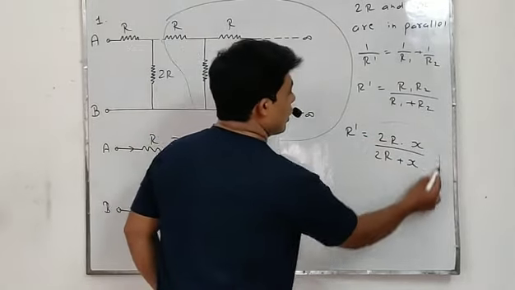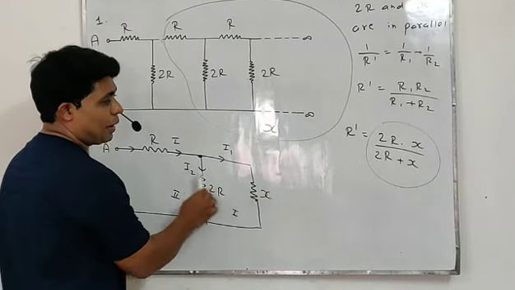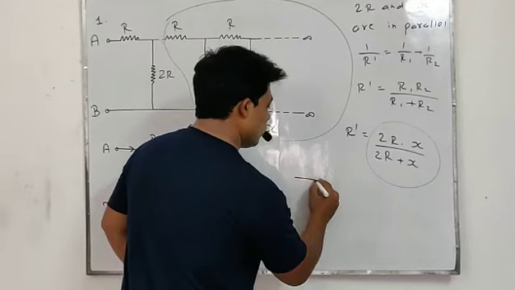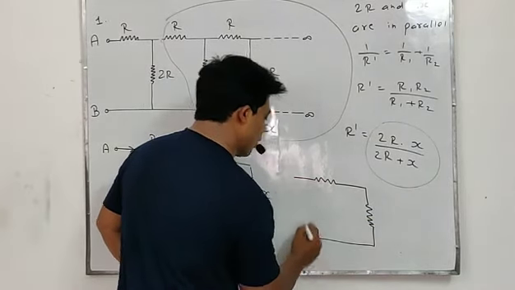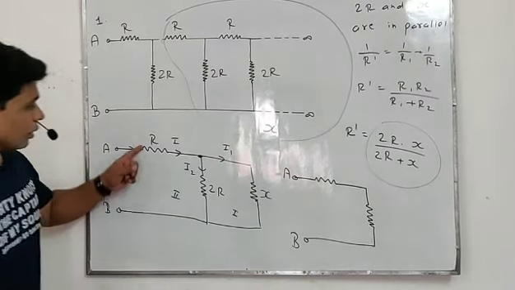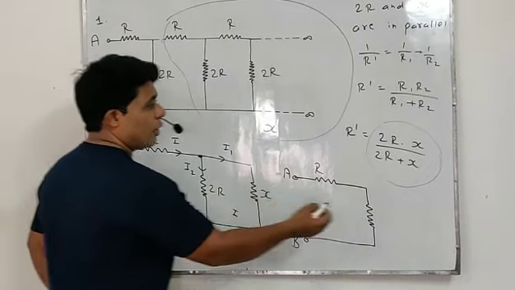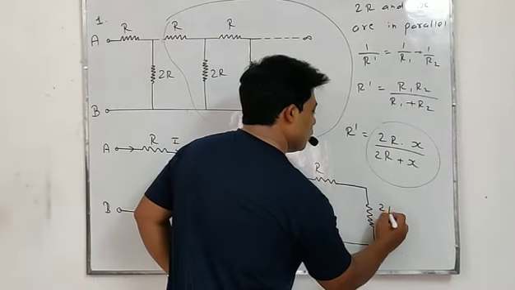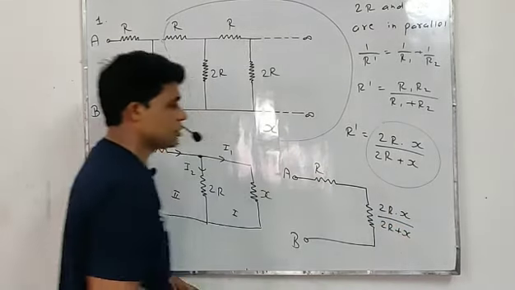Now students, again we'll make the circuit. Look, X and 2R were in parallel, and we got this form. One more time we'll make the circuit; that will be the final circuit diagram. A and B are the terminals. Look, that was R, and this becomes 2R into X upon 2R plus X.